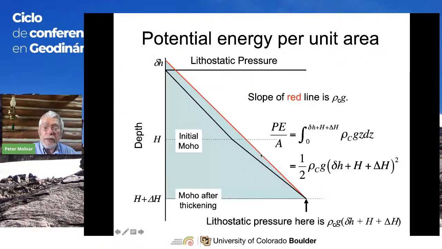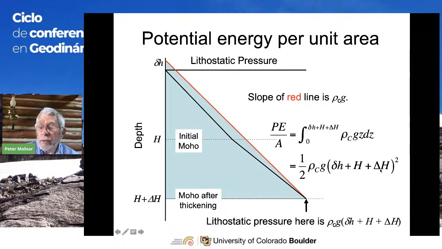Another way of looking at this is to make a plot. Lithostatic pressure on this axis, depth going down. On this axis, at this bottom point in here, the lithostatic pressure is simply the density of crust times gravity times the thickness of the crust above. This entire thickness, where delta H is the thickness of the root of the crust, H is the thickness of normal crust, little delta H is the crust above. And so this is the same formula that I just wrote.